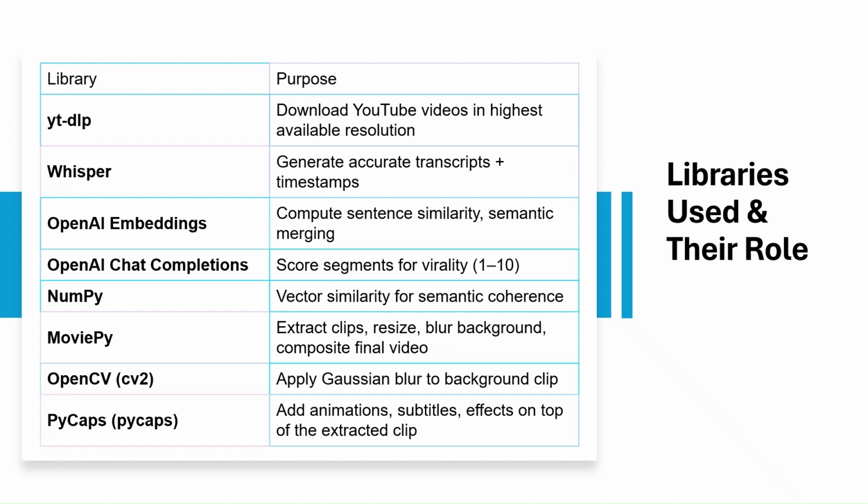NumPy for vector similarity for semantic coherence. MoviePy to extract clips, resize, blur background, composite final clip. OpenCV to apply blur to the background clips. PyCaps to add dynamic animated subtitles on top of the extracted clips.